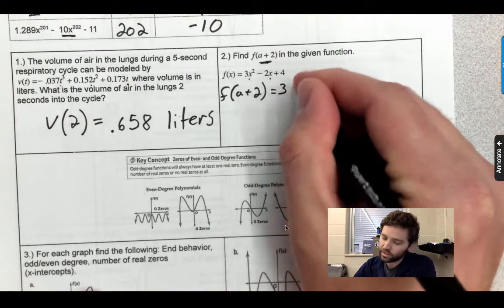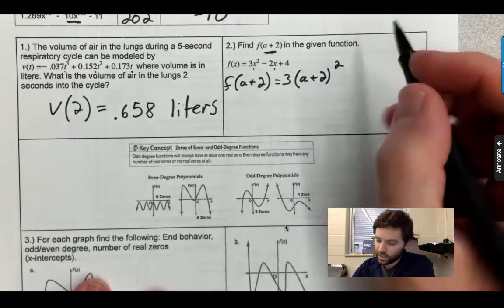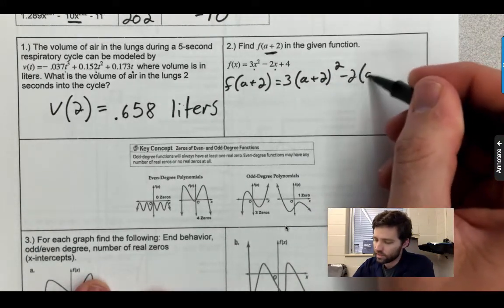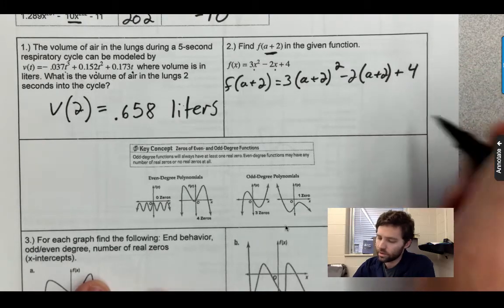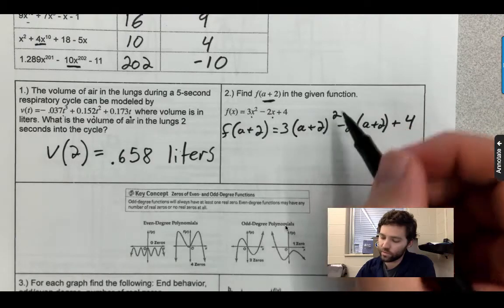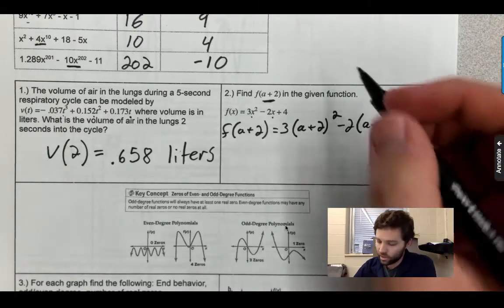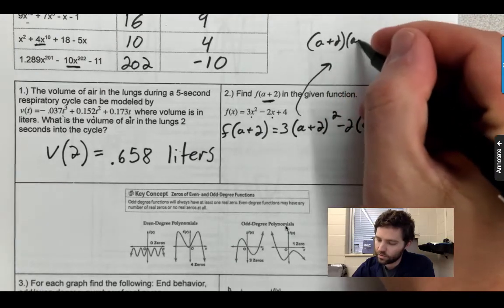So it's going to be 3 times (a + 2) squared minus 2 times (a + 2) plus 4. Okay, now if I do that, I have to be sort of careful. There's a tendency for students to want to say, oh, well, that's just a squared plus 4. No, it's not. Let's write that out real quick. This is (a + 2) times (a + 2).